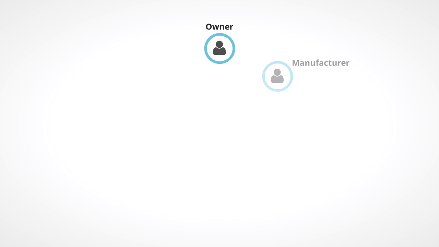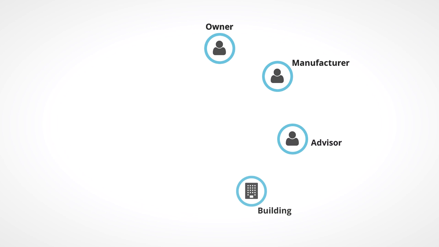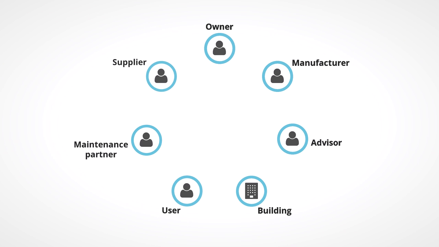From a facility management perspective, a hospital requires a different approach when compared to, let's say, an office building. What all facilities management has in common is that there are a lot of different parties involved: owner, manufacturer, advisor, the building itself, the users, maintenance partners, and suppliers. They all have and need the building's information and each other's information to do their jobs.